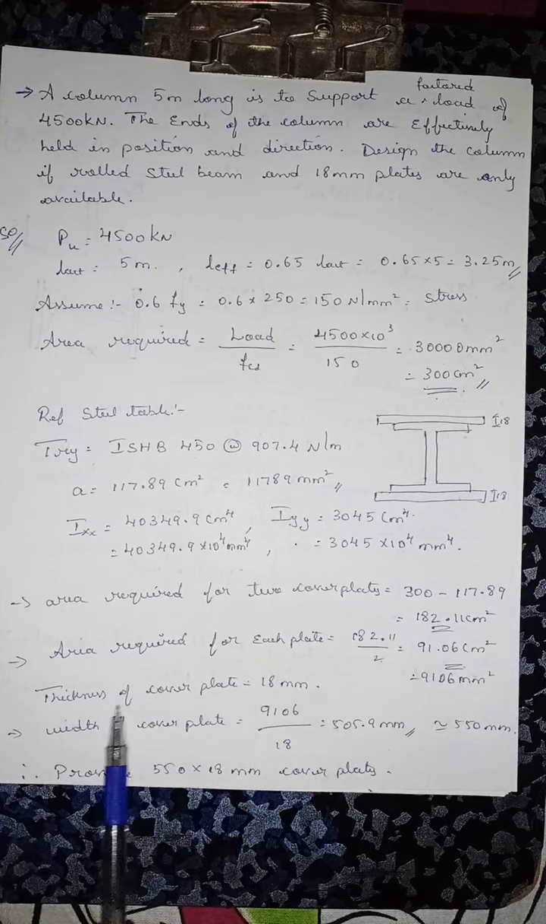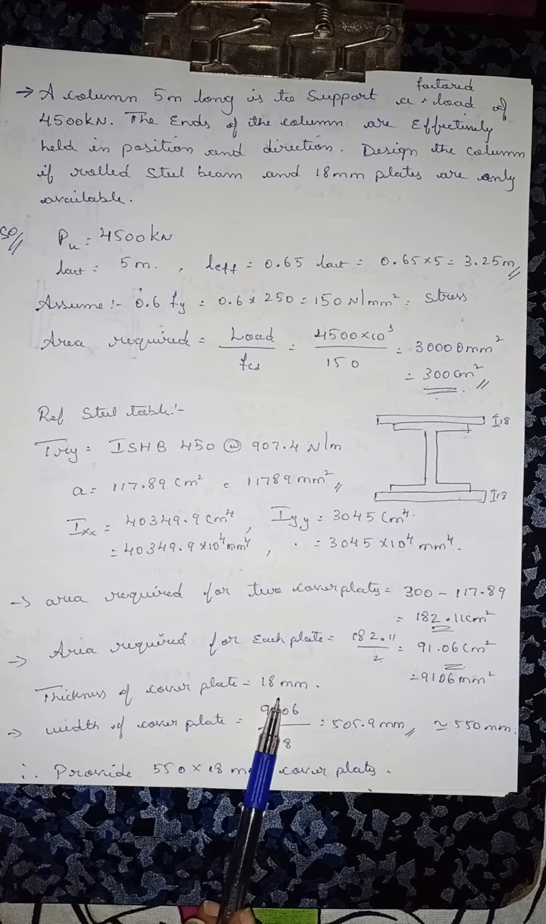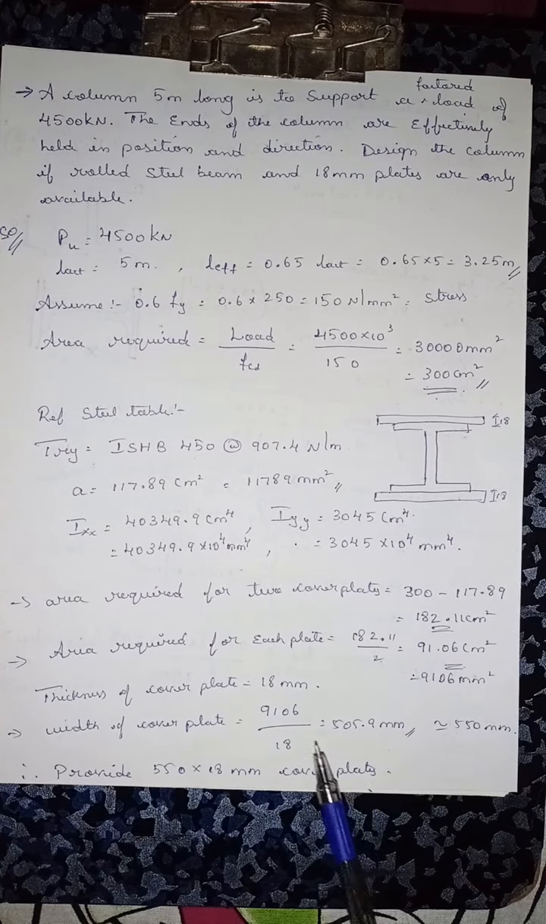Is it clear? So next, thickness of the cover plate is mentioned in the question, so that means 18 mm. So area is length into breadth, right? Area we have got is length into breadth. So here the area and the thickness we know, so we can find out the dimension. So you will get it as area divided by 18, so you will get it as 5.9, I'll round it off to 550 mm. Okay, so we can provide 550 into 18 mm cover plate.